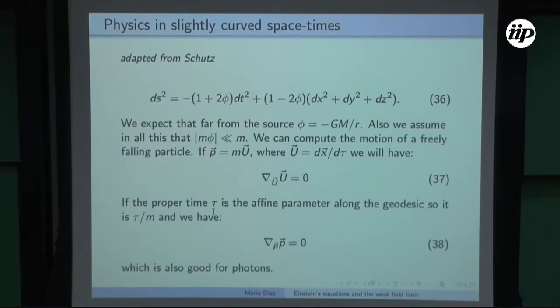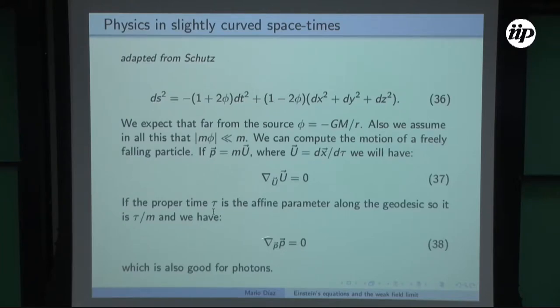So we are really in a weak field limit, and we can compute the motion of a freely falling particle. The momentum is given by this, where this is the velocity, and then it's going to follow this equation, which is essentially the geodesic equation. So if the proper time tau is an affine parameter along the geodesic, if I divide by the mass, it's still going to be the same equation, and it's very simple to prove this. And this equation is also good for photons.